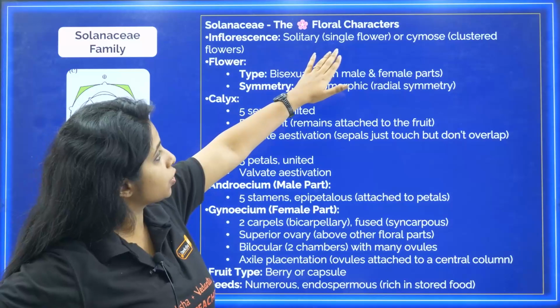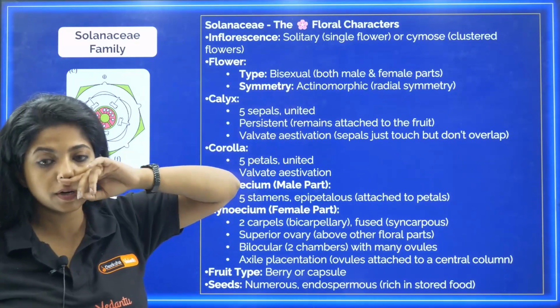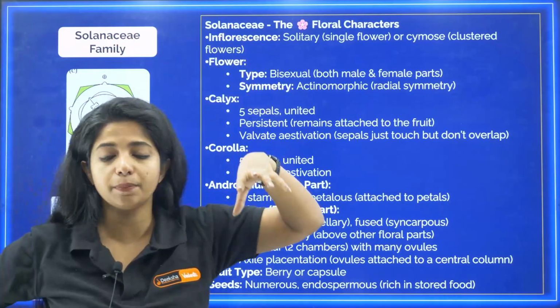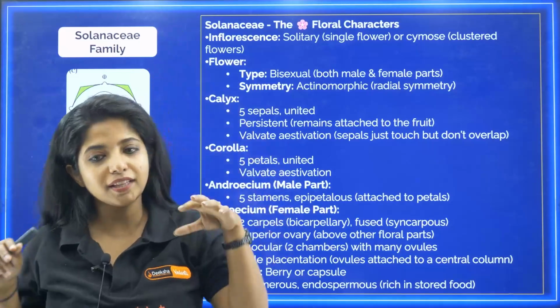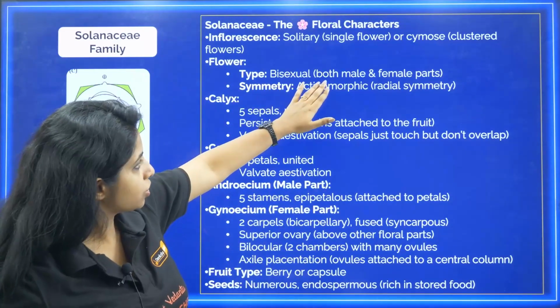So inflorescence, they are solitary single flowers, or they can be cymose, that is clustered flowers also, not racemose inflorescence. Cymose inflorescence, where they have a terminal flower at the top. Okay, and they show basipetal succession. Basipetal succession means the older flowers will be at the top and the younger flowers will be at the bottom level. Okay, now flowers, the type bisexual, as I told you.